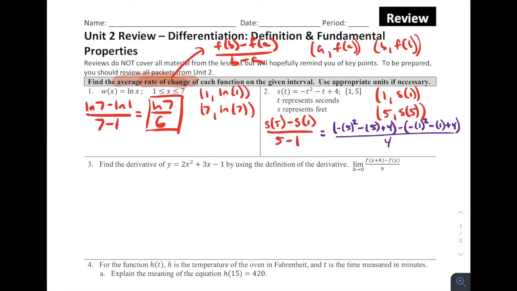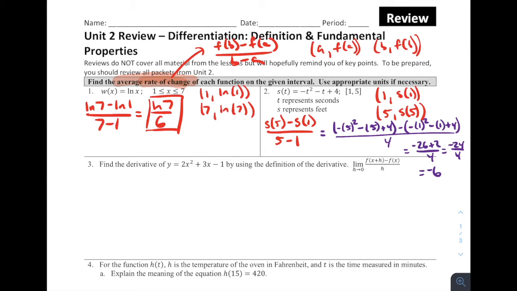If we wanted to evaluate that, this looks like we're going to have what? Negative 25 minus 5 is going to be negative 30, plus 4 is going to be negative 26, and then we've got negative 1 minus 1 is negative 2, plus 4 is going to be positive 2 over 4. And so this is going to be what? Negative 24 over 4, which would be negative 6 for our answer for that. Oh, I have to be careful. Let me step back. This was a minus here, so we're actually subtracting that. Let me fix that one real quick.